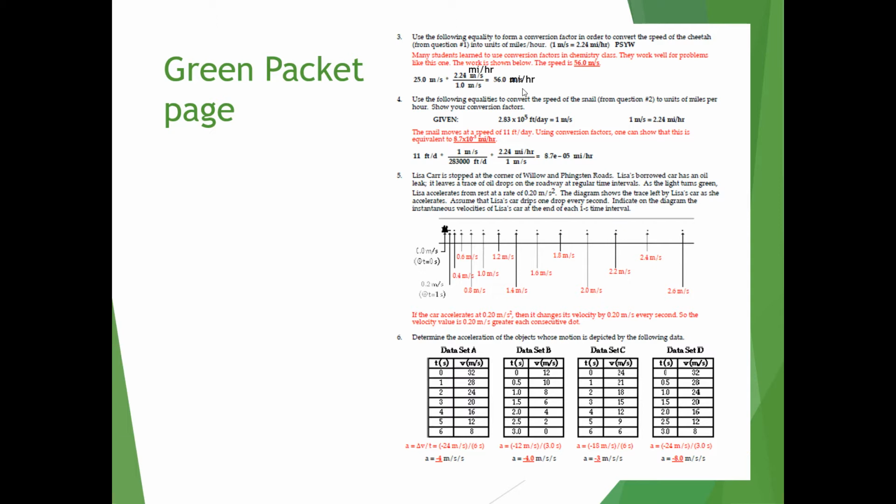Number 4, they are asking you to use these two conversion factors in order to convert the speed of the snail to units of miles per hour. So the snail moves at a speed of 11 feet per day, and so you can convert that using this 2.83 times 10 to the 5th feet per day into meters per second, and then using the other information, convert it into miles per hour.